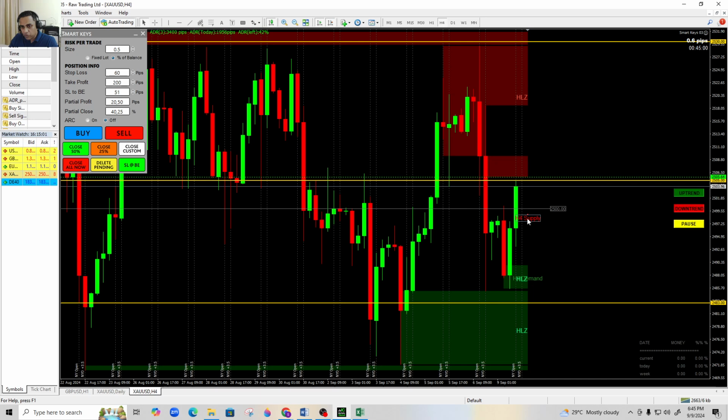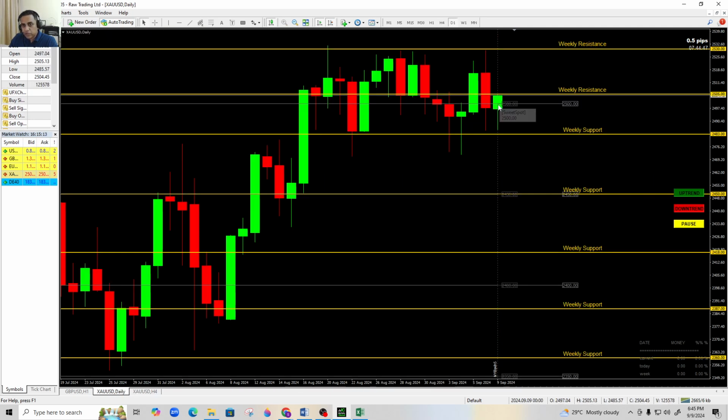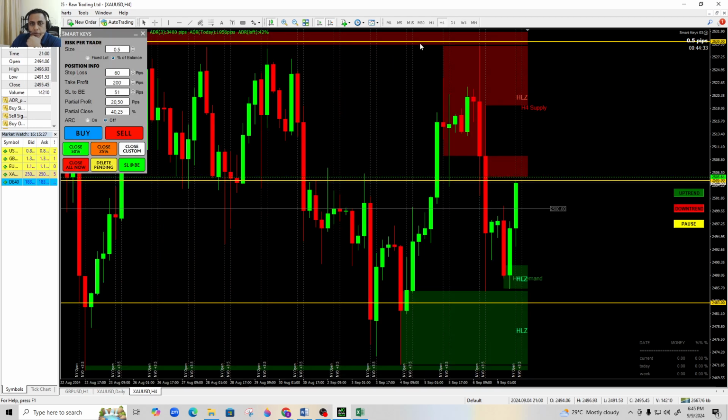We don't need that anymore because that's our next supply zone right there. That's where I'm waiting for price to come to, somewhere here. You can see on the daily time frame we've touched 2505. Now we've got to see what's going to happen. Is price going to react to this and continue down, or are we going to close above and continue higher? We wait.